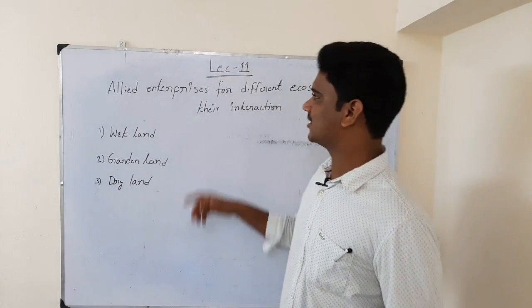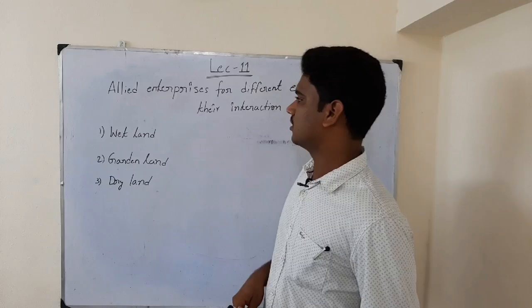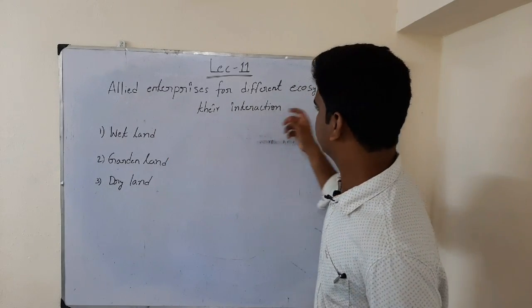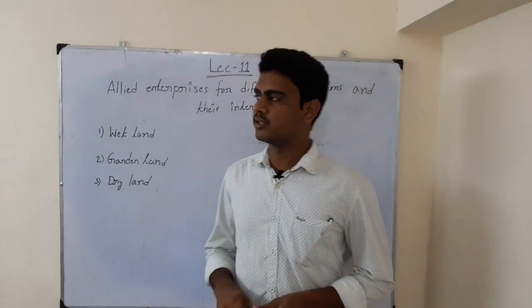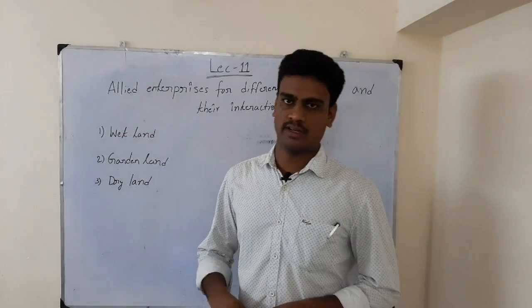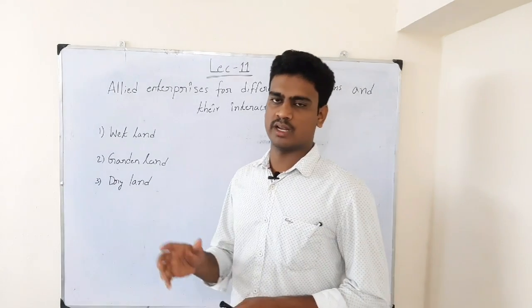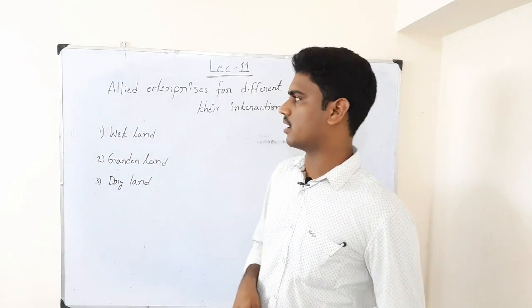Friends, today we are going to see lecture number 11. It's all about allied enterprises for different ecosystems and their interaction. Already I have explained the meaning of enterprises. Enterprises are nothing but the different components which are available in a particular field or farm.